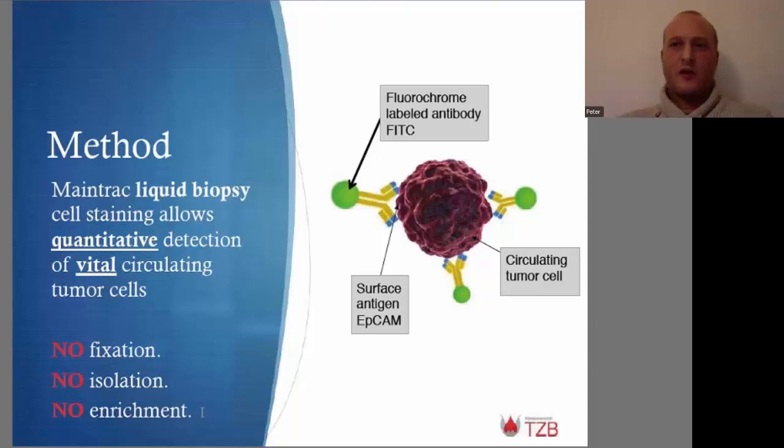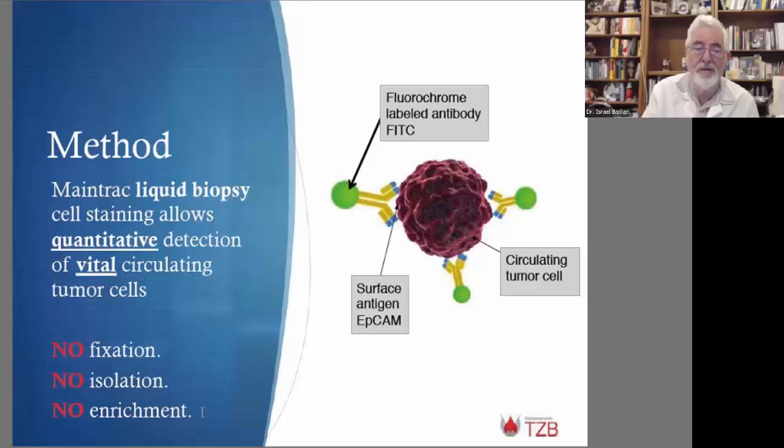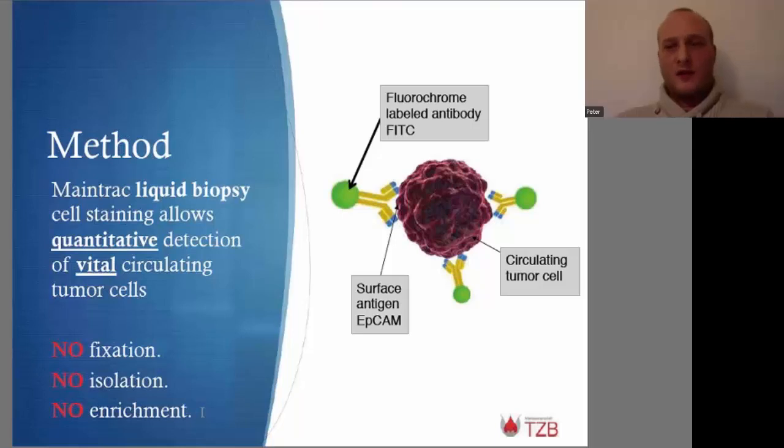So my question is, is this surface antigen only on tumor cells? Could it appear on normal epithelial cells? Do you have epithelial cells floating in the blood also? So you might have a few epithelial cells in the bloodstream. If you cut your finger, for example, tissue cells come into the bloodstream, but in a completely healthy patient, there should be almost no epithelial cells in the bloodstream.